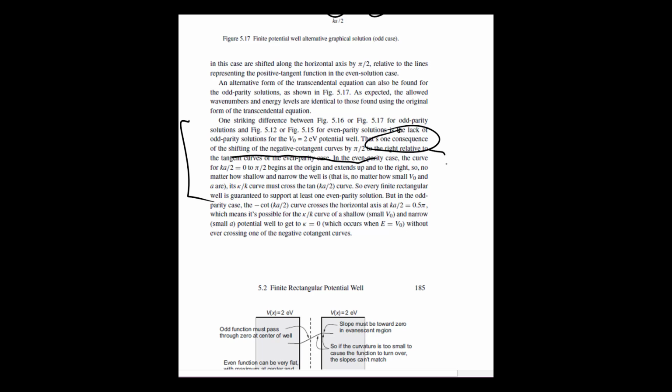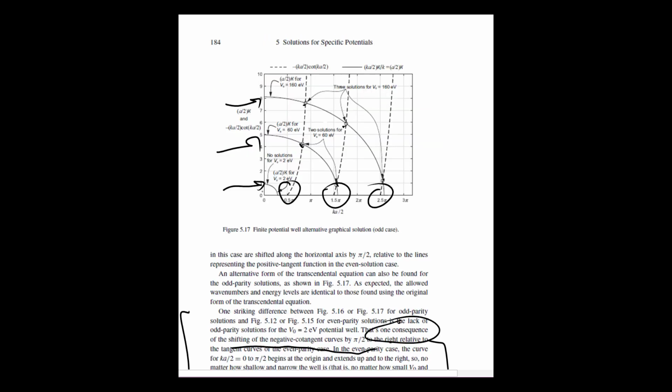So in the even parity case, since they started at the origin, we're guaranteed to have at least one solution. I can show that here. Remember, the even parity case looked like that. This one starts at the origin. We're always going to have at least one intersection. Not true for the negative cotangent curves.